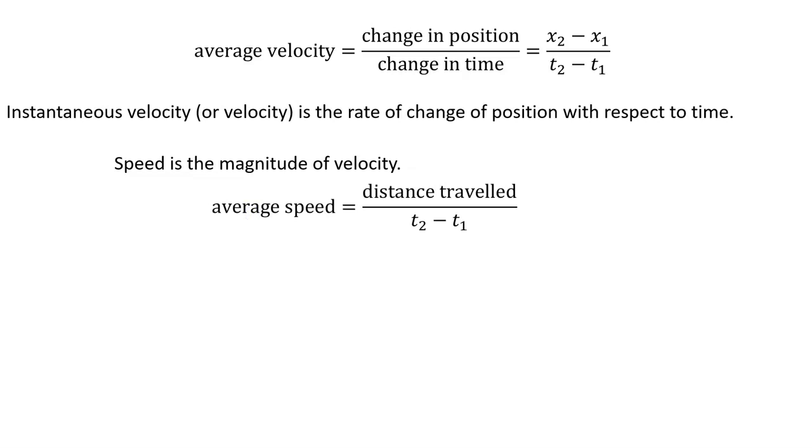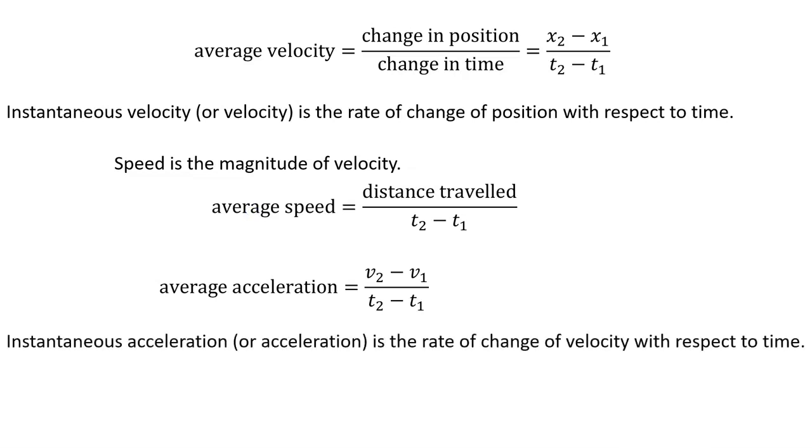Average speed is found by calculating the distance travelled and dividing it by the change in time. Average acceleration is the change in velocity divided by the change in time. Instantaneous acceleration, normally just called acceleration, is the rate of change of velocity with respect to time. These ideas you should have covered in methods already. These 3, 1, 2, 3 formulae, you should pause the video and write down now.